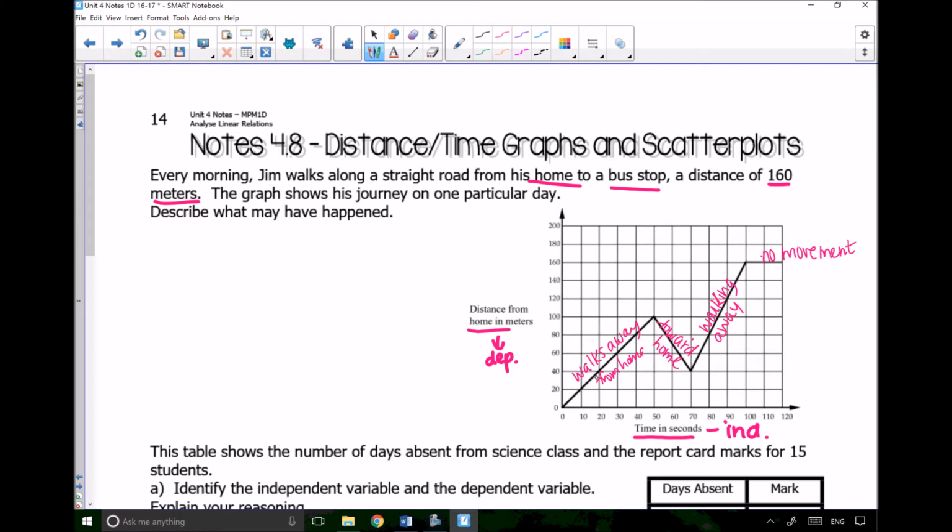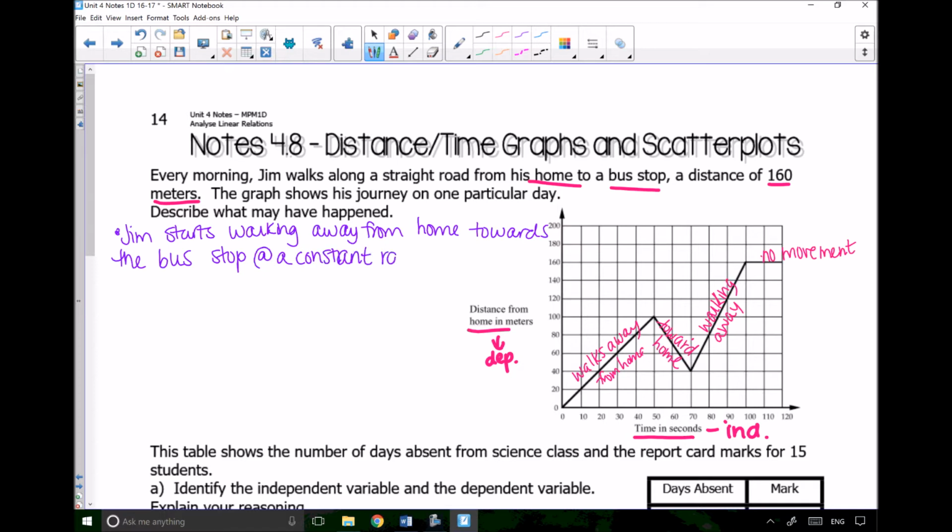Okay, so I want to talk about more specifics right here. So we can start by saying that Jim starts walking away from home because his distance away from home is increasing towards the bus stop. But the question is, what kind of a rate is he going at? Well, it's constant because it's a straight line. So we can say at a constant rate, but we don't know exactly what the rate is, but we can calculate it. So at a constant rate of what?